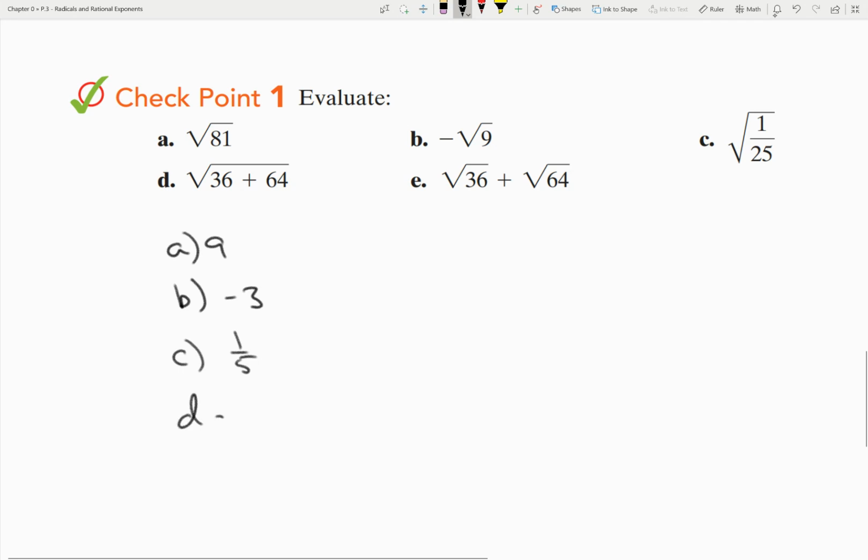Part D, we would start by adding those two together to give me the square root of 100, which would be 10, as opposed to part E, which would be the square root of 36 is 6, plus the square root of 64 is 8, and then 6 plus 8 is 14. So definitely two different numbers there when we use a different order of operations.